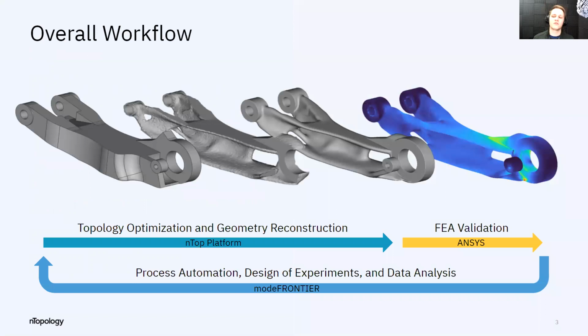The overall workflow today is going to look something like this. We're going to be doing the topology optimization and the geometry reconstruction inside of nTop platform. We're then going to be meshing and passing that mesh over to ANSYS, where it's going to run a static structural simulation, give us our maximum and minimum stresses, our deflections, and all of that sort of information. And what modeFRONTIER is going to be doing is taking all of this and automating it for us, right? We're going to be running headlessly because nTop CL is headless. We're going to be running in parallel. That's a really nice thing as well. And we're going to be running 150 iterations of this.